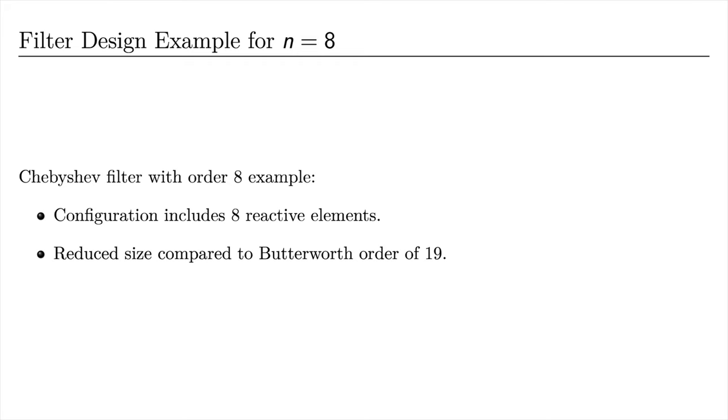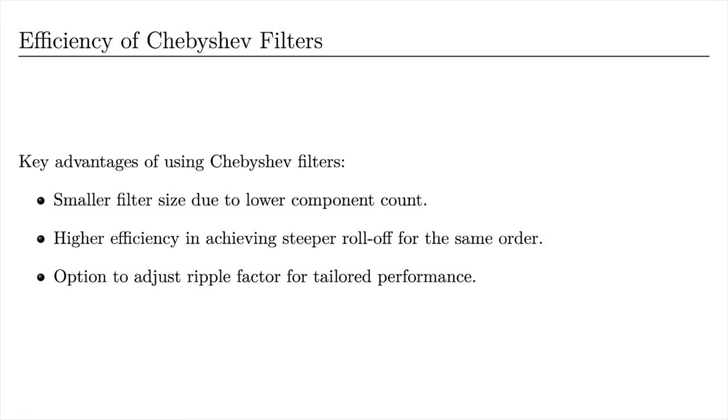This configuration includes 8 reactive elements, significantly reducing the size and complexity compared to a Butterworth filter that would require 19 elements. Chebyshev filters offer key advantages due to their efficiency. They require fewer components than Butterworth filters to achieve the same roll-off rate. Additionally, the ripple factor can be adjusted to tailor performance, making Chebyshev filters both compact and versatile.